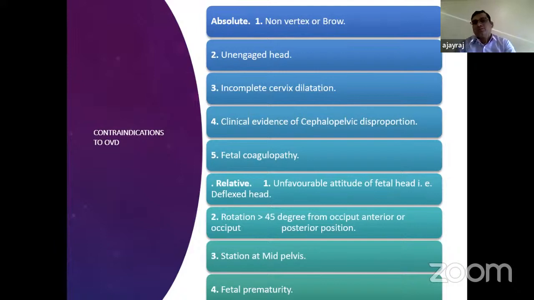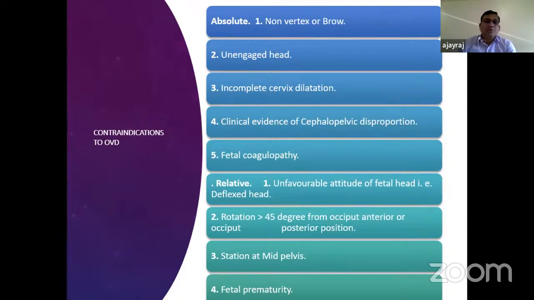Relative contraindications: unfavorable attitude of the fetal head, that is a deflexed head. If during PV examination molding has not occurred and you find that you can palpate both of the fontanelles easily, then the head is not fully flexed. In a fully flexed head, we can easily palpate the posterior fontanelle and with difficulty the anterior fontanelle. So the universal attitude of the head is flexion, that should be achieved as soon as the head reaches the pelvic floor.